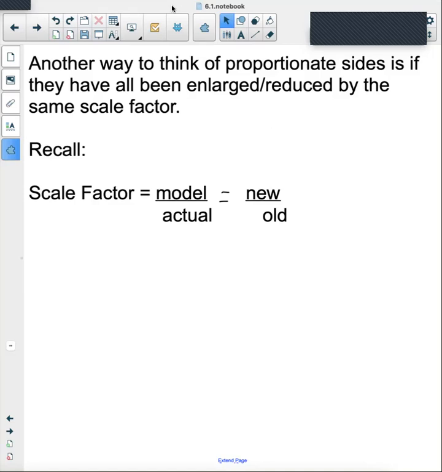Okay. If it's not a model or an actual, and it's just two images, we'll assign one image to be the new, one to be the old, and we just divide those to find the scale factor between images. Okay. Don't worry too much about this formula. We will see it in action right away.